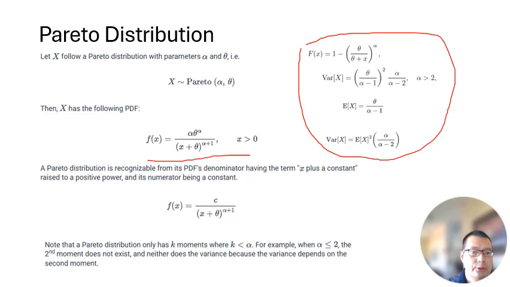A Pareto distribution is recognizable from its PDF: the denominator has the term x plus a constant, here x plus theta, raised to a positive power, and the numerator is a constant, alpha times theta to the alpha, or you can just denote that by C. Note that a Pareto distribution only has the k-th moment where k is less than alpha. For example, when alpha is less than or equal to 2, the second moment does not exist.